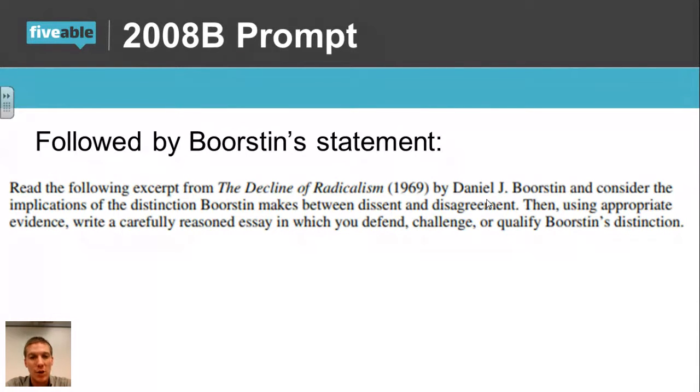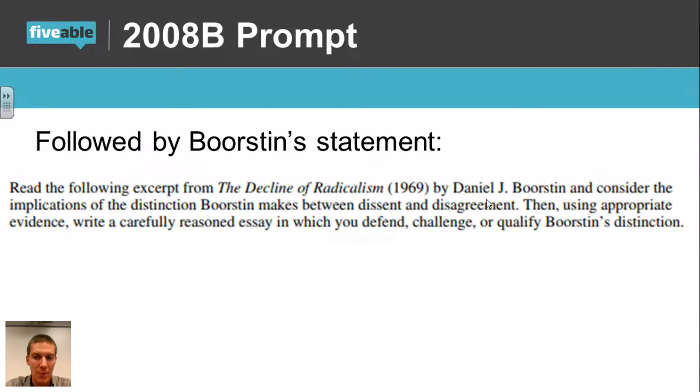Read the following excerpt from Daniel. I'm sorry, I was looking ahead. This actually came before his statement, so let's start again. Read the following excerpt from The Decline of Radicalism by Daniel J. Boorstin, and consider the implications of the distinction Boorstin makes between dissent and disagreement. Really, they're giving you a purpose for reading here. Look for the distinction between dissent and disagreement.